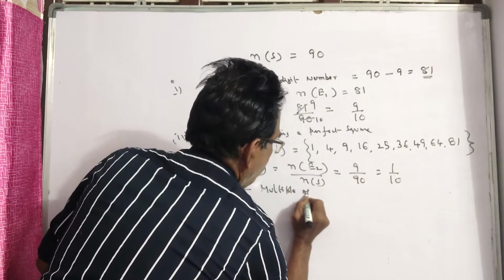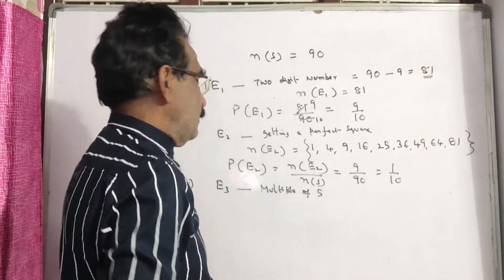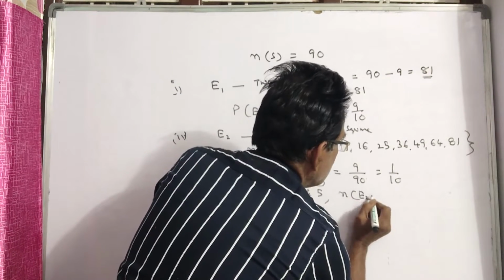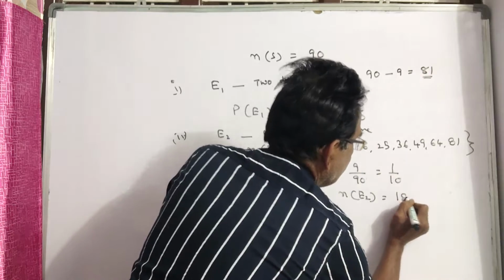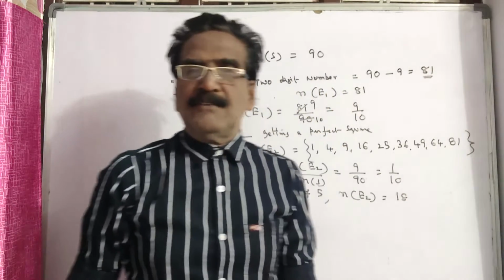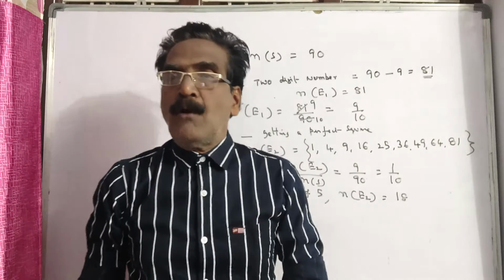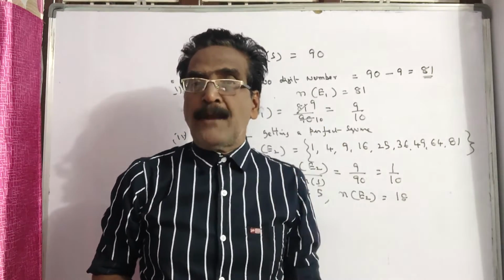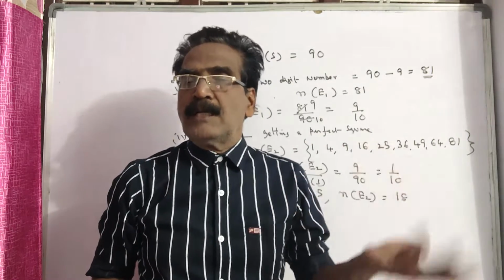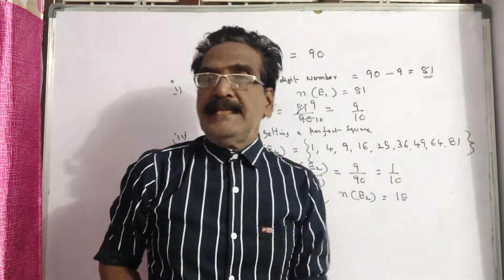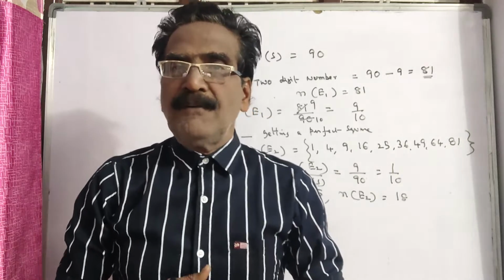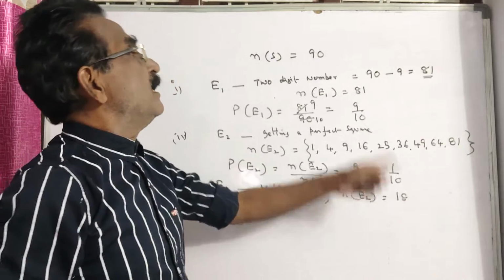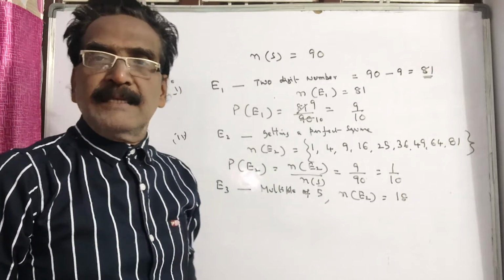or divisible by 5. Then n of E3 is equal to 18. 18 fives are 90. So you will have 18 multiples, 18 favorable outcomes. That is 5, 10, 15, 20, 25, 30 up to 90. Favorable outcomes 18, and of course, total number of outcomes 90.